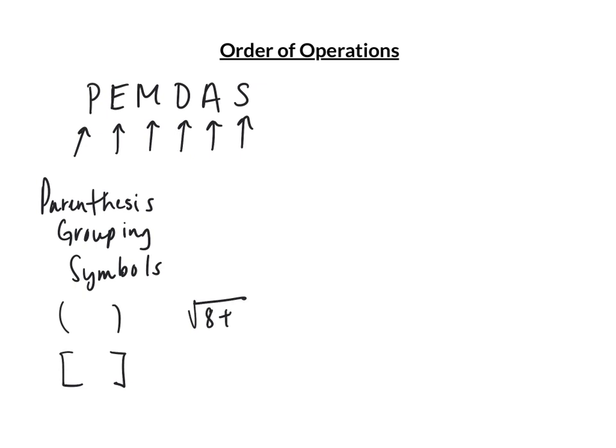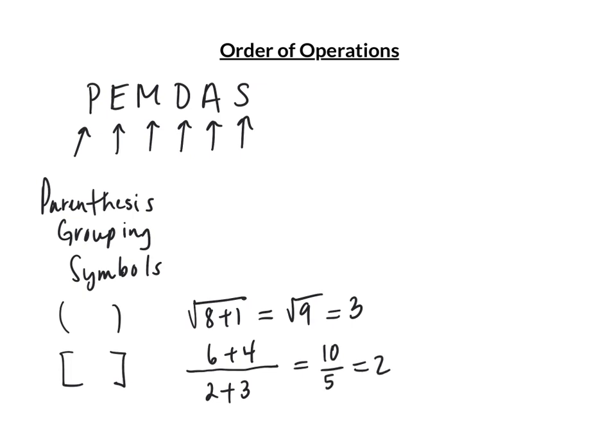Before I take the square root of 8 plus 1, I have to add the 8 and 1. Square root of 9, and what number times itself is 9? Well, that's 3. Divide can group. If I had 6 plus 4 over 2 plus 3, I can't divide until I add first. Because I have to add first, things are grouped. 6 plus 4 is 10, 2 plus 3 is 5, 10 divided by 5 is 2. There are lots of things that can group. Grouping refers to operations that have to be completed before I can work the rest of the problem out.